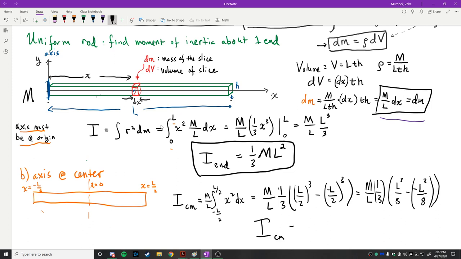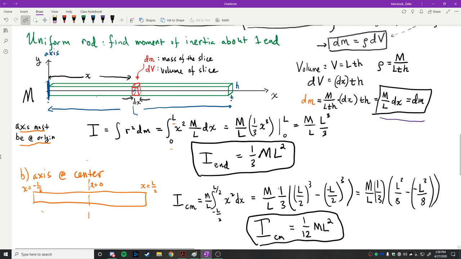I center of mass, then, is going to end up being equal to, you can work out how this works, but 1 over 8 plus 1 over 8 is a quarter, so you end up getting 1 over 12. That is the moment of inertia about the center of mass, 1 over 12. And yeah, just to reiterate, I'm pretty sure what you said there would work.